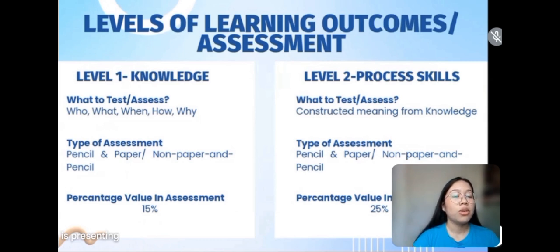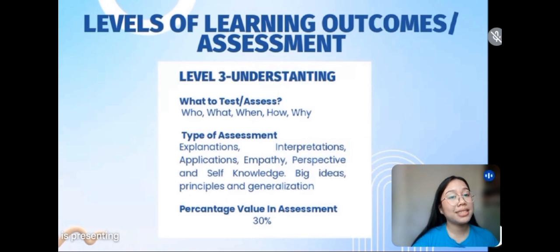The type of assessment for these process skills is pencil and paper, or non-paper and pencil. This level of learning outcome assessment has a percentage value of 25%. So next, we have the last level, level 3, understanding.